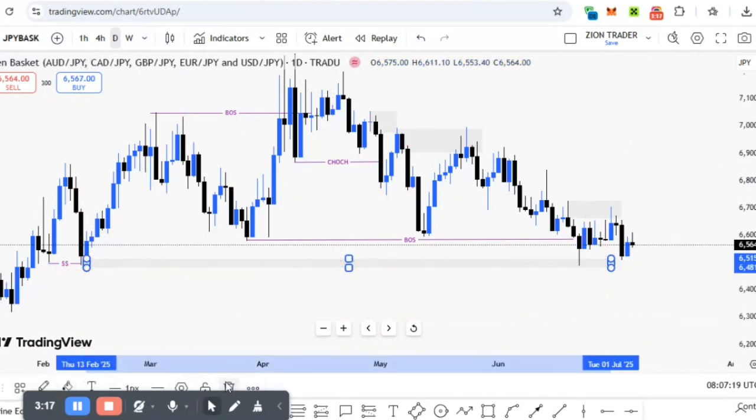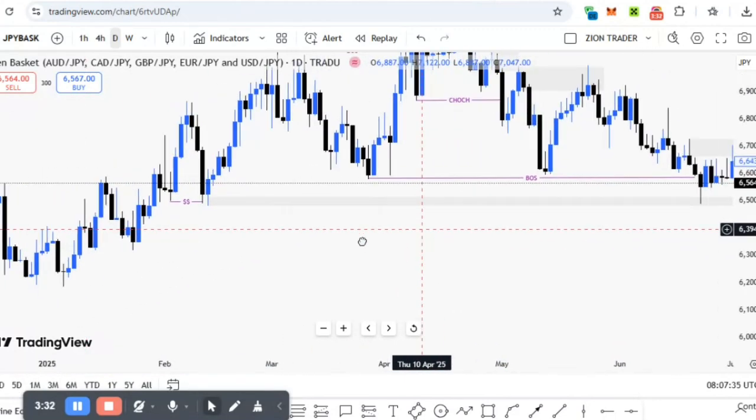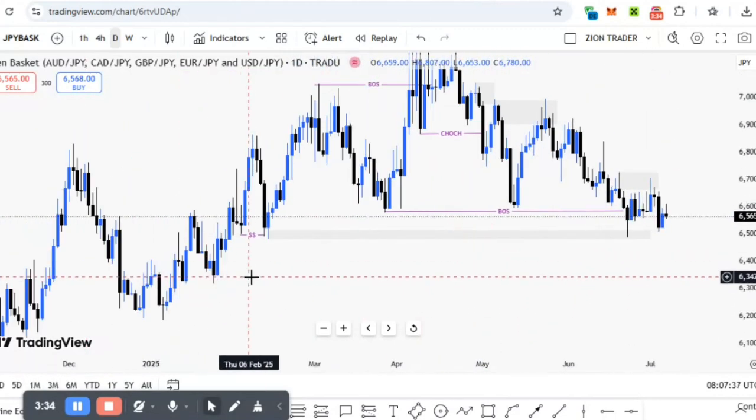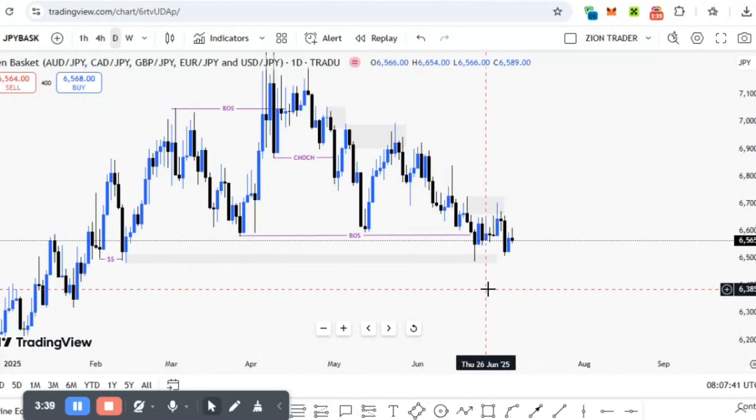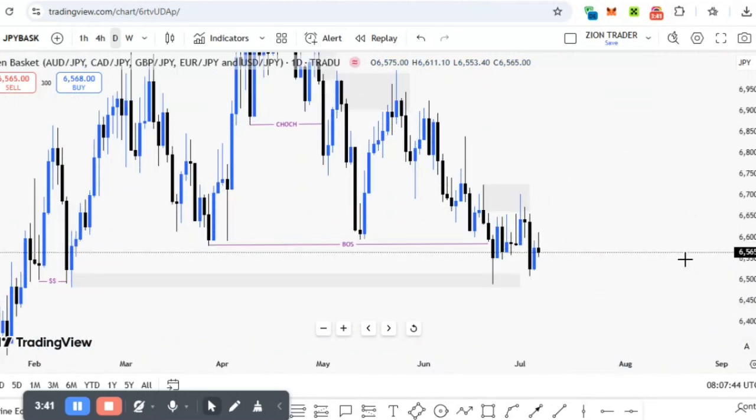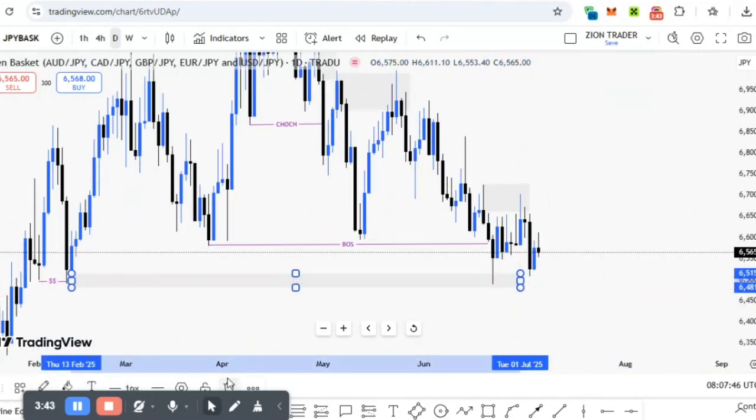If price respects it, it is definitely going to be in line with the weekly time frame order flow that we see, which is bullish. But if price fails at this very point and breaks below it, we are going to be very bearish on yen basket, and we are going to be targeting these levels, these very lows. But for now, on the daily time frame, we are bearish on yen basket.